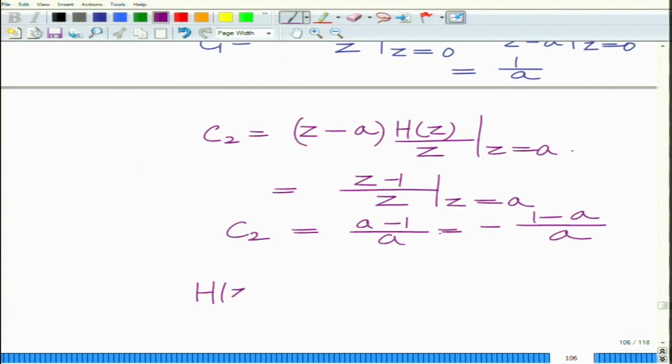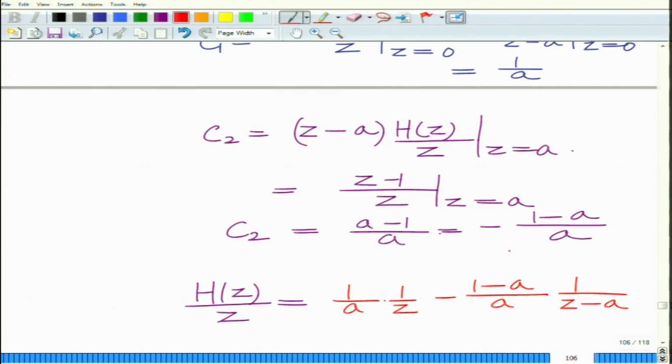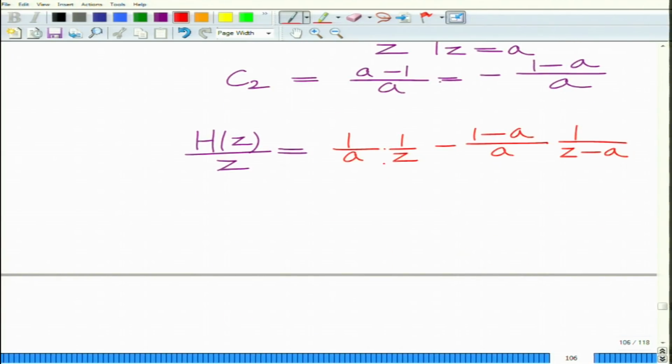So, therefore, what we have is H(z)/z is 1 over a into 1 over z minus (1 − a) over a into 1 over (z − a). Now, for a right-handed signal, we know 1 over z corresponds to the delta function, the inverse z transform is delta n, and 1 over (z − a) corresponds to a raised to n u(n). Of course, this is H(z) over z, correct.